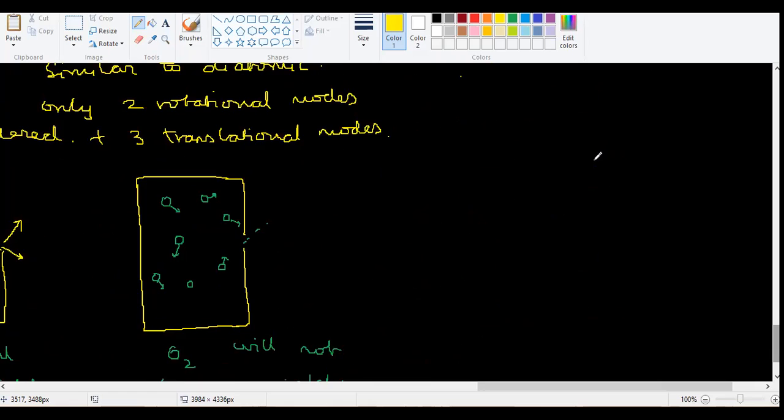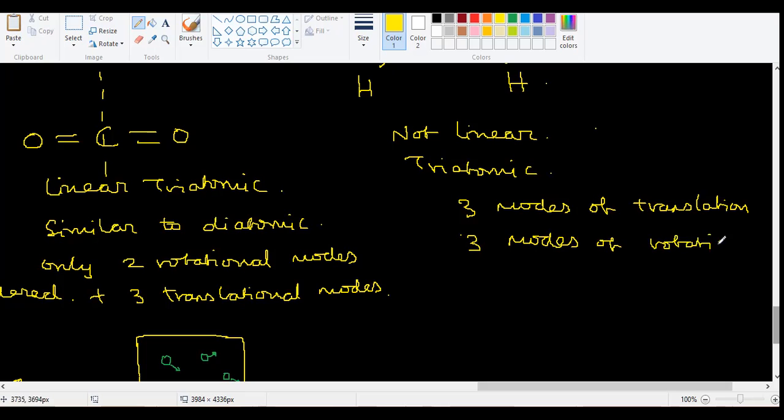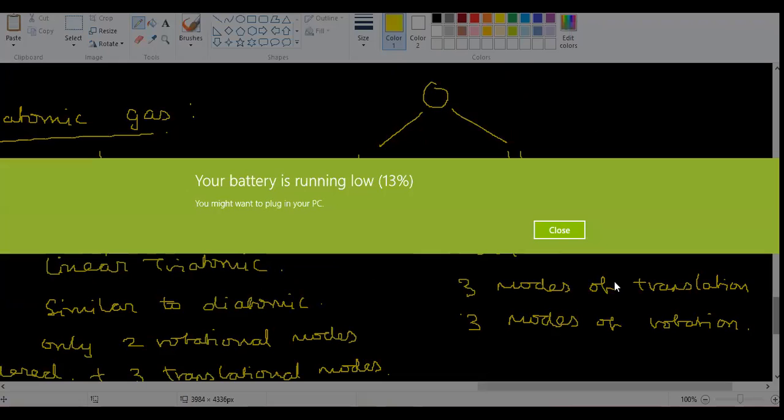So in triatomic, you will be considering 3 modes of translation, and 3 modes of rotation. So this is the starting point. Only if you understand this monoatomic, diatomic, triatomic, why we are neglecting some of the rotational modes and why sometimes we are considering the rotation mode, only then the later topic will make sense.